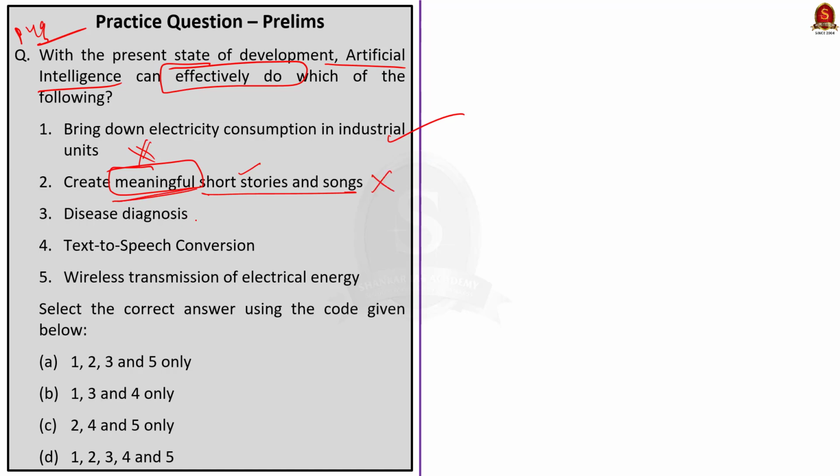Next one is disease diagnosis. Yes, this can be done. Text to speech conversion. Yes, this can be done. Wireless transmission of electrical energy. This cannot be done at the moment. So the answer is option B, 1, 3 and 4.